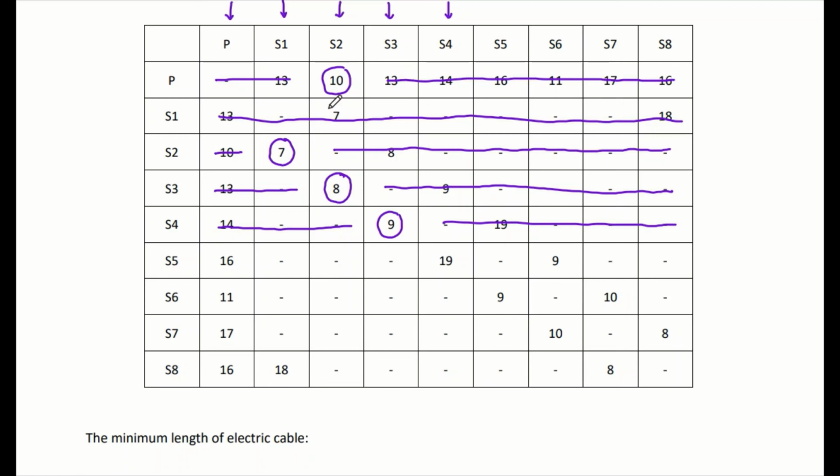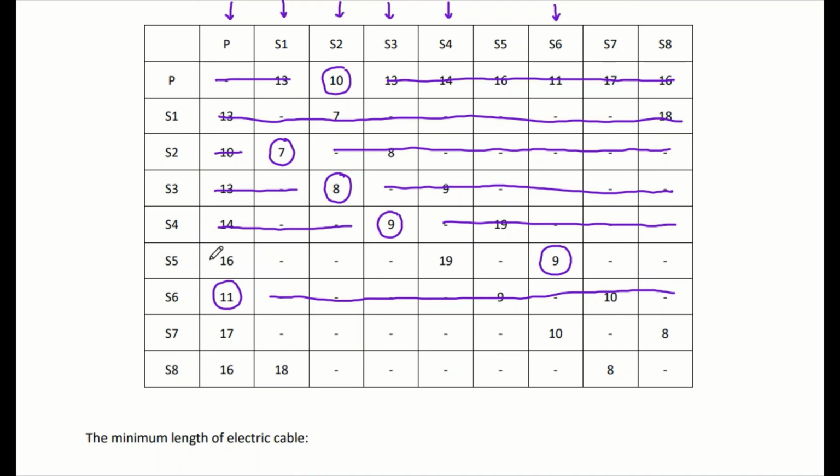All right, so now continue. So P, S1, S2, S3, and S4. The minimum that you have here is 11. So 11 connects P to S6. So S6 is now involved, and we are not creating a cycle. So strike through S6. Okay, so now we have the minimum here, 1, 2, 3, 4, 5, and also the minimum is here.